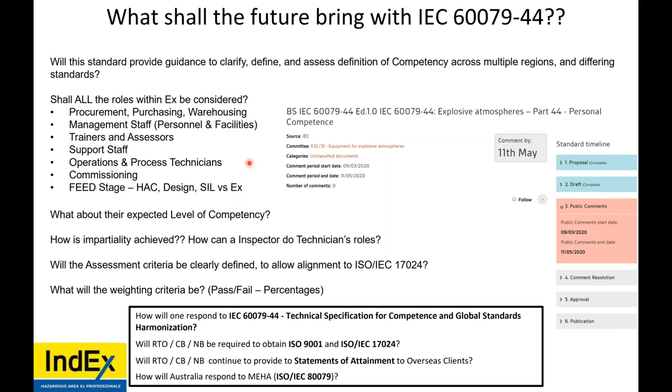Now, how will everybody respond to this new standard? It's going to be interesting. Will notifying bodies, certifying bodies be able to adapt? Will people be ready for these new standards requirements to be able to get these new certifications?